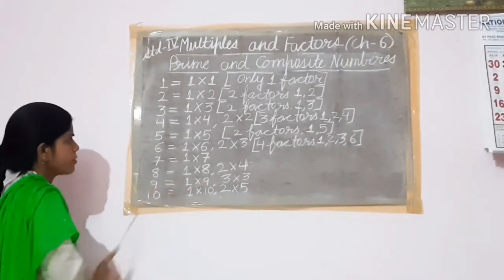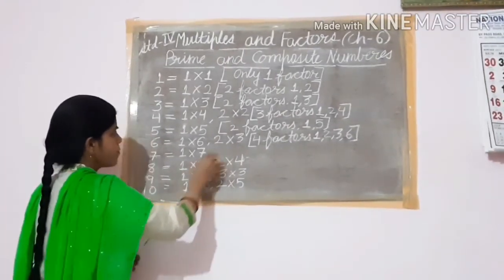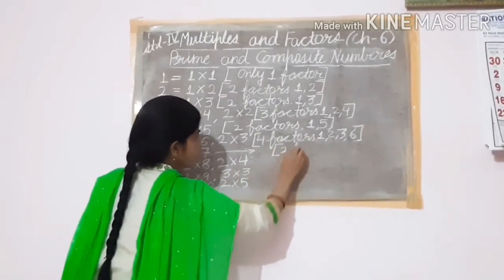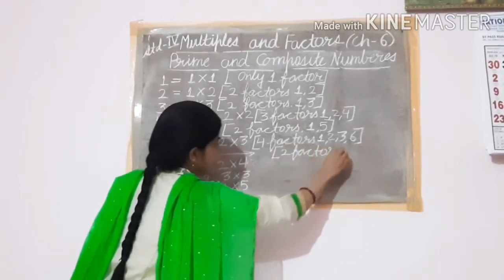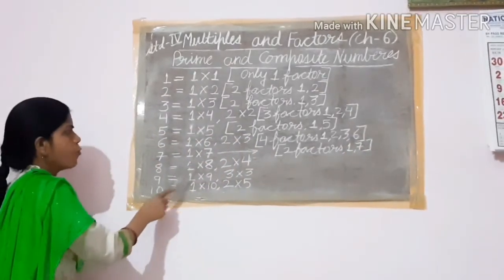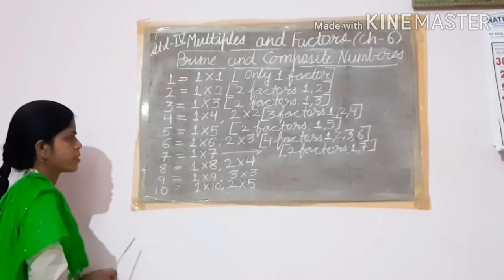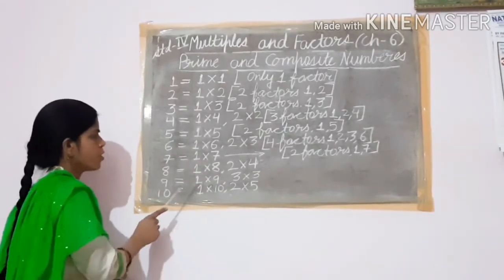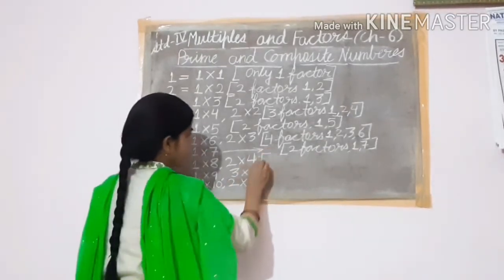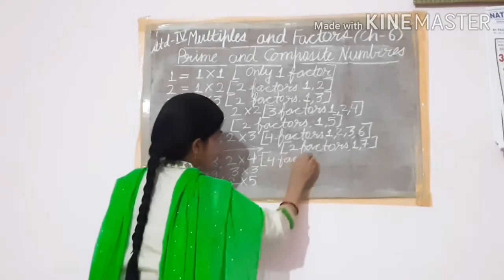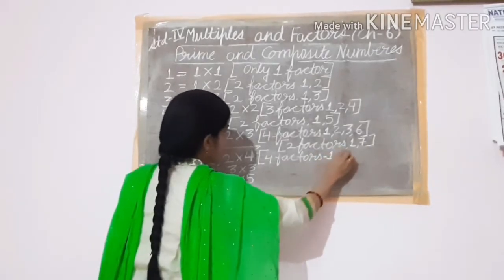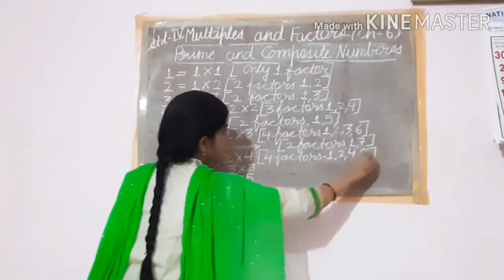Now 7. 1 seven is 7. So here how many factors? I can say only 2 factors, that is 1 and 7. Next 8. 1 eight is 8 and 2 fours are 8. Total number of factors are here again 4. And the factors are 1, 2, 4 and 8.